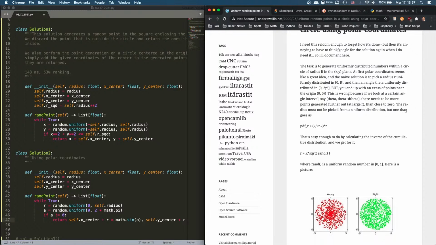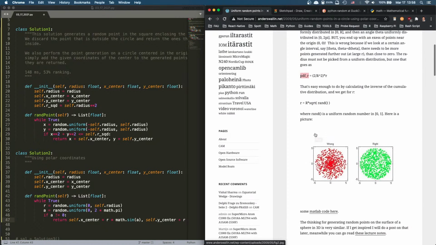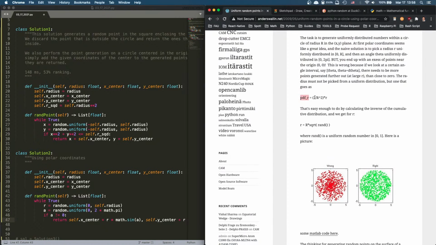But one, oh wait, hold on, what is this? The radius must not be picked from a uniform distribution. Yes, the radius should not be picked uniformly. It should be picked more often further out than close in. But one that goes, PDF of r is 2r divided by r squared. Huh? What is that? Why do you have to pick it this way?